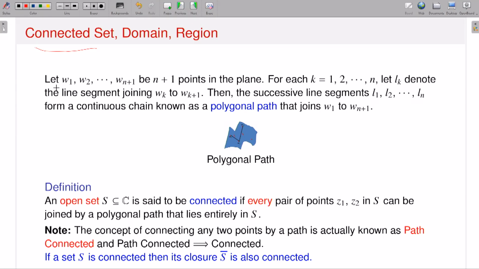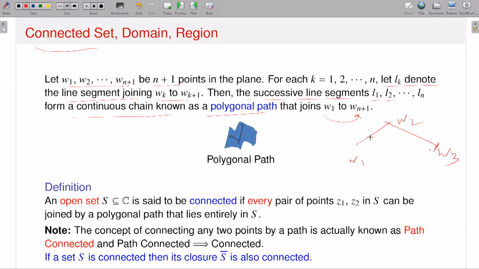So first I am defining what a polygonal path is. Look, let W1, W2, up to Wn plus 1 be n plus 1 points in the complex plane, and let Lk denote the line segment joining the point Wk to Wk plus 1. Then the successive line segments L1, L2 up to Ln form a continuous chain known as a polygonal path, and that joins the point W1 to Wn plus 1. Suppose this is my W1, this is my W2, this is my W3, then I am considering line segments. So this is a line segment, this is a line segment. This kind of path I will say is a polygonal path.